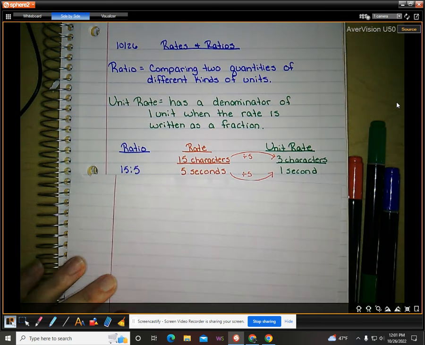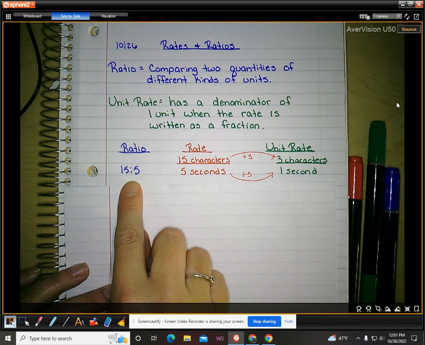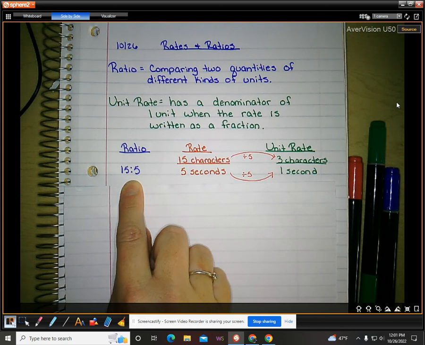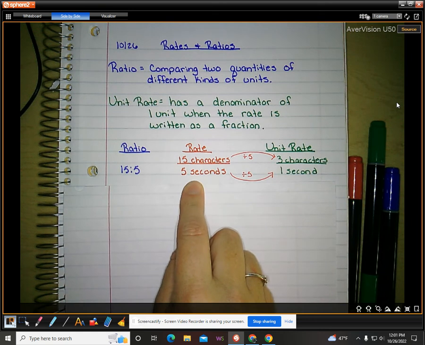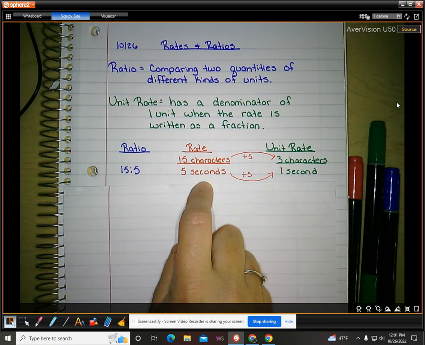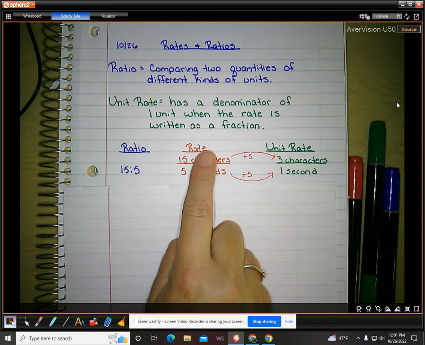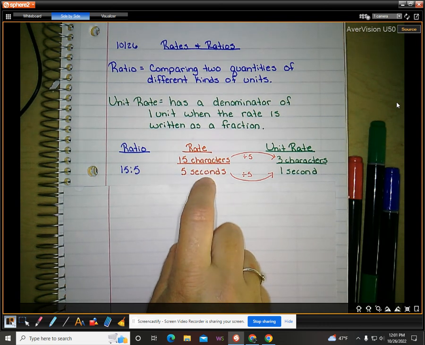Okay? So then I kind of gave you an example of all those. This would be a ratio, like 15 to 5. Ratios are written with a colon, as I have here. As a rate, 15 characters in 5 seconds. That's a rate because we're comparing two things that are not the same. Characters in typing is not the same as seconds.